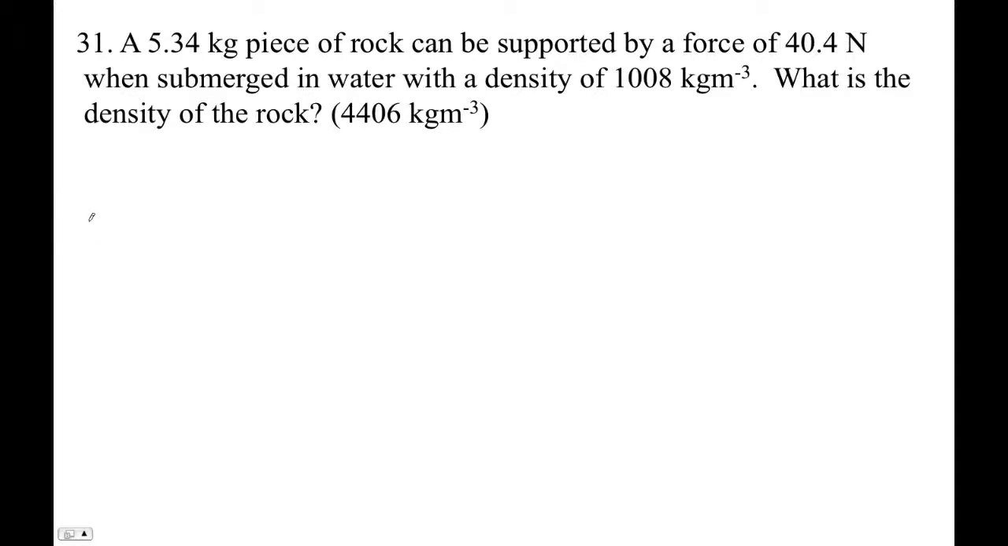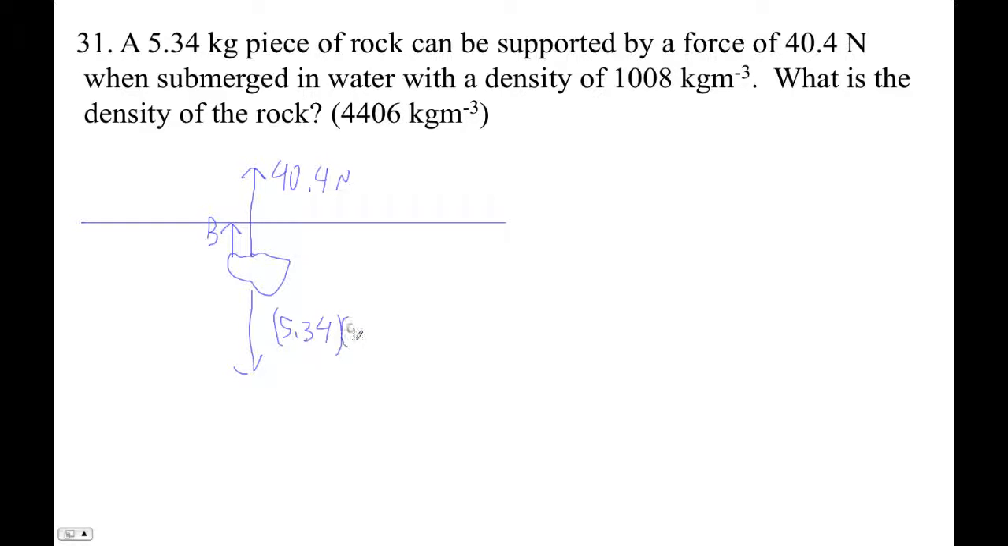I already got more buoyancy problems, right? So now we've got this rock under the water, and we've got 40.4 newtons. And then, of course, there's also the buoyant force acting on it, and gravity is acting down. And we know that that's 5.34 times 9.81.